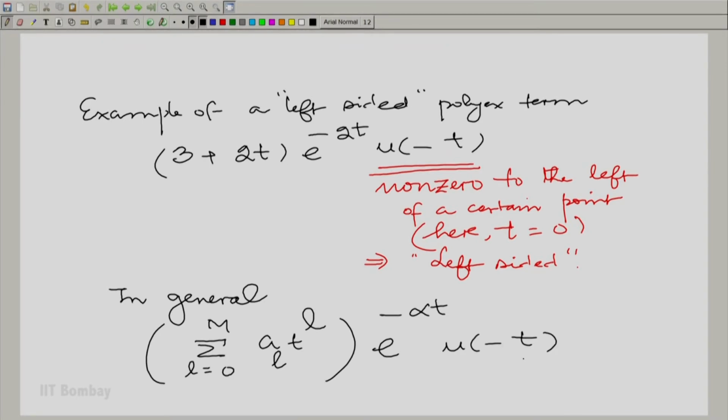Essentially a right sided signal is one which is non-zero after a certain point on the t axis. The other way of saying it is, you can find a point t equal to t0 say, or that could just be t equal to 0, because you are free to fix the 0 where you like. But you can't do it if there are multiple Polyex terms, because they may not have the same point from which they start. So, the statement that you can fix your 0 where you like is meaningful to the extent that you are dealing with just one term.